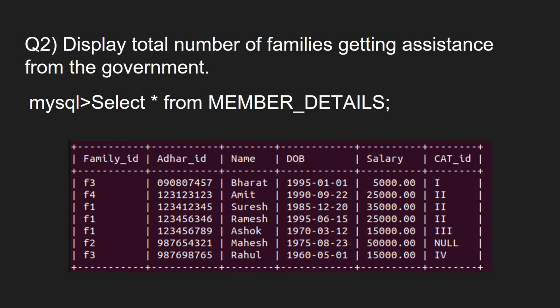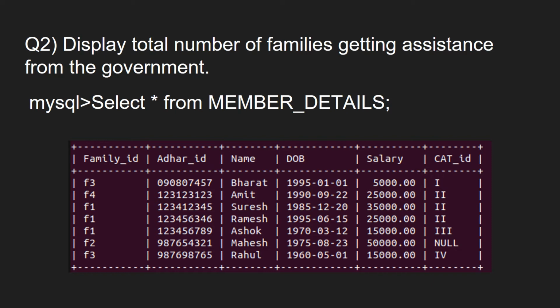Here is our second query. In this query, we need to find the total number of families getting assistance. So, before moving into the query, have a look at this table. This is the table from which the query will retrieve its data. In this table, there are 6 rows that are getting assistance, but some of them belong to the same family. So we will count them only once.